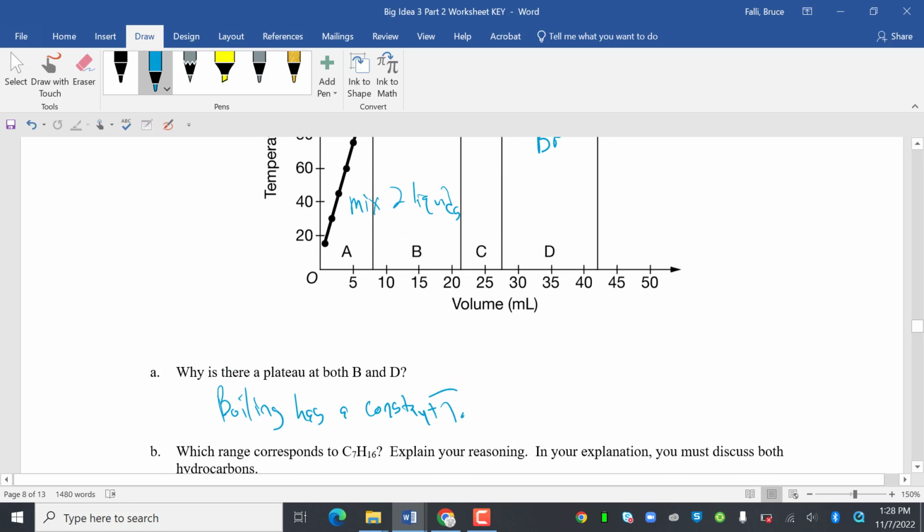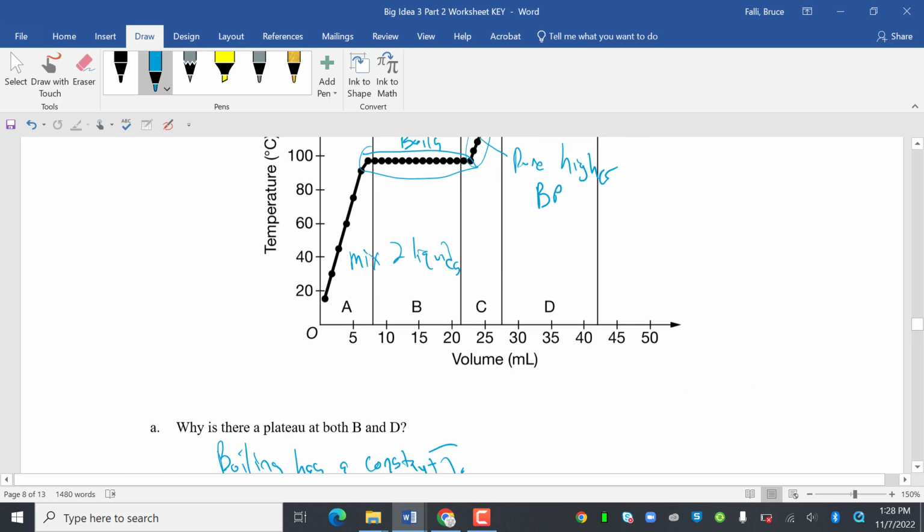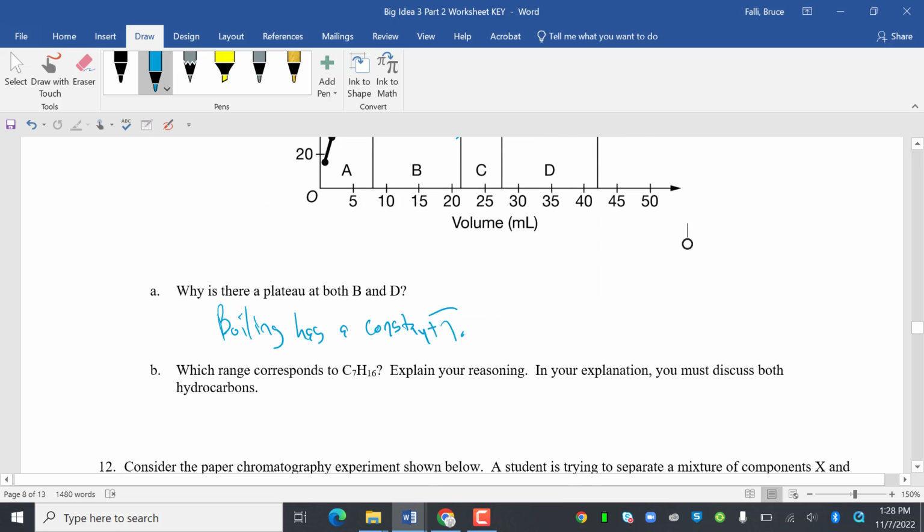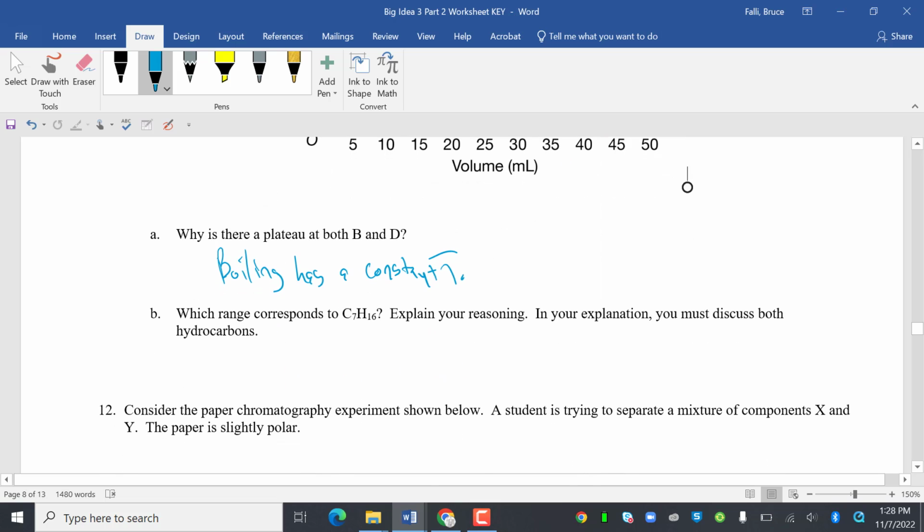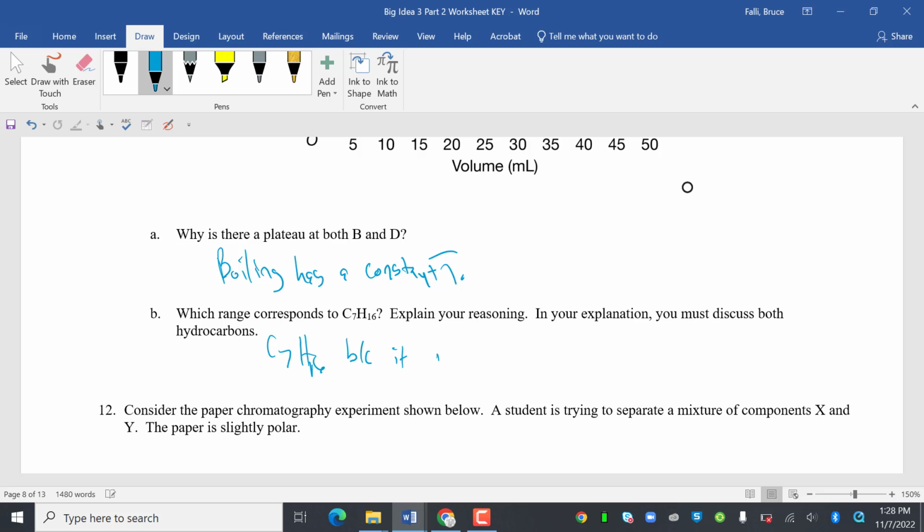Which range corresponds to C7H16? So we said the low boiling point boils at 100. C7H16 because it is smaller, less polarizable, so weaker forces, and lower BP.